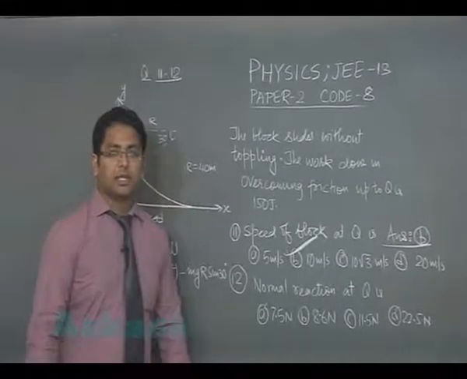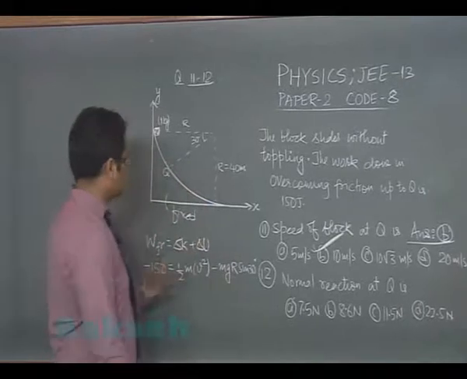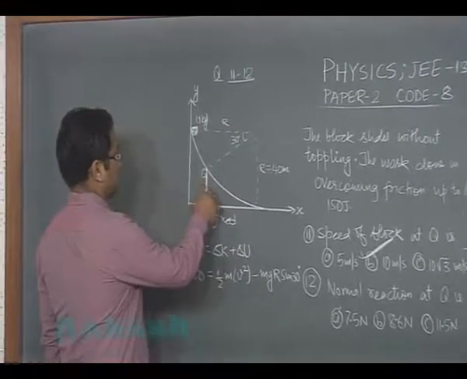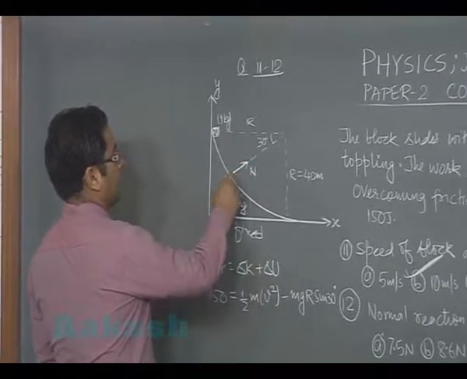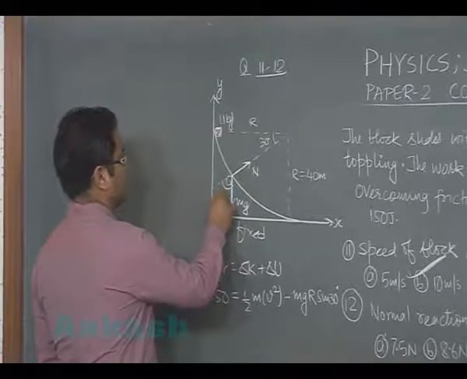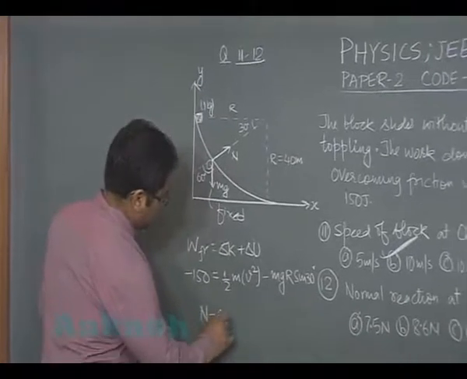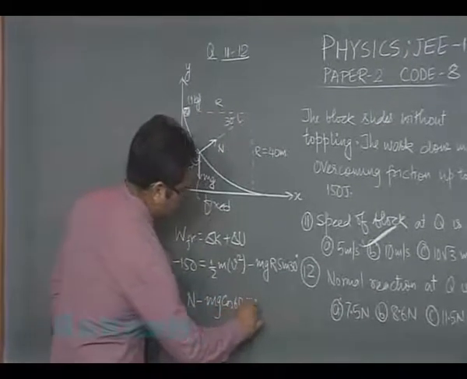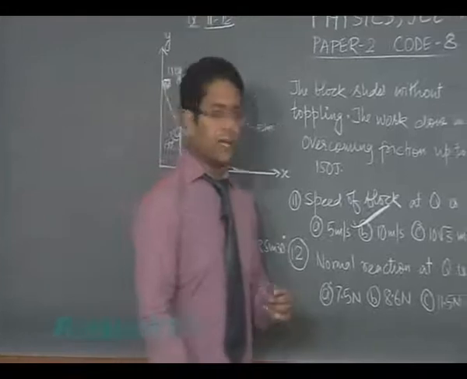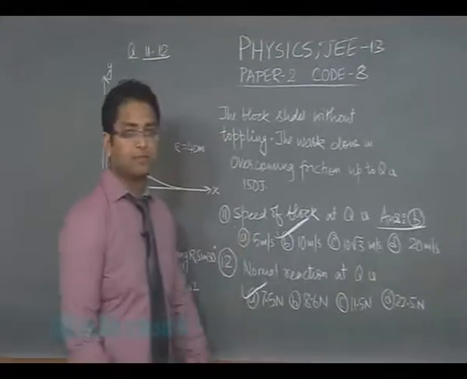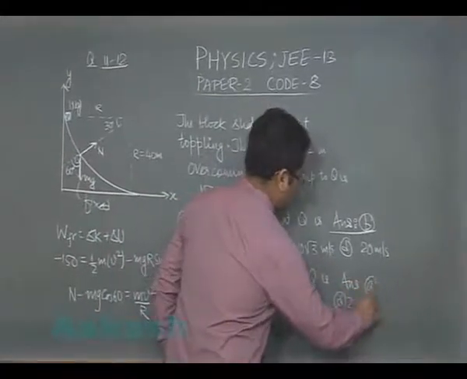And it's continued. We got to calculate normal reaction at point Q. With the help of this data, here is mg, here is normal reaction N, and quite obviously this angle is going to be 60 degree. So we can calculate by saying N minus mg cos 60 equals to mv square by r, and on calculating we'll be getting 7.5 Newton. That means answer for question number 12, that's option number A.